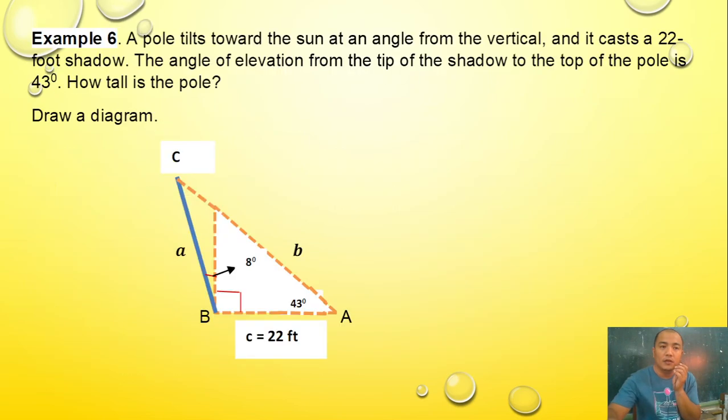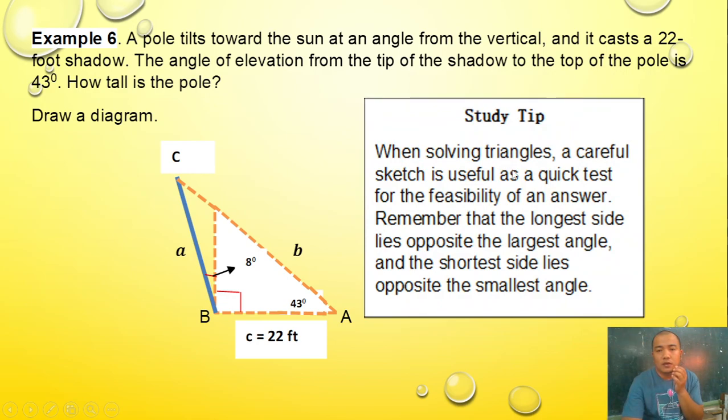Okay. Next, a pole tilts toward the sun at an angle from the vertical, and it casts a 22-foot shadow. The angle of elevation from the tip of the shadow to the top of the pole is 43 degrees. How tall is the pole? Okay, we're trying to solve for side A here. Study tip: when solving triangles, a careful sketch is useful as a quick test for the feasibility of an answer. Remember that the longest side lies opposite the largest angle, and the shortest side lies opposite the smallest angle.